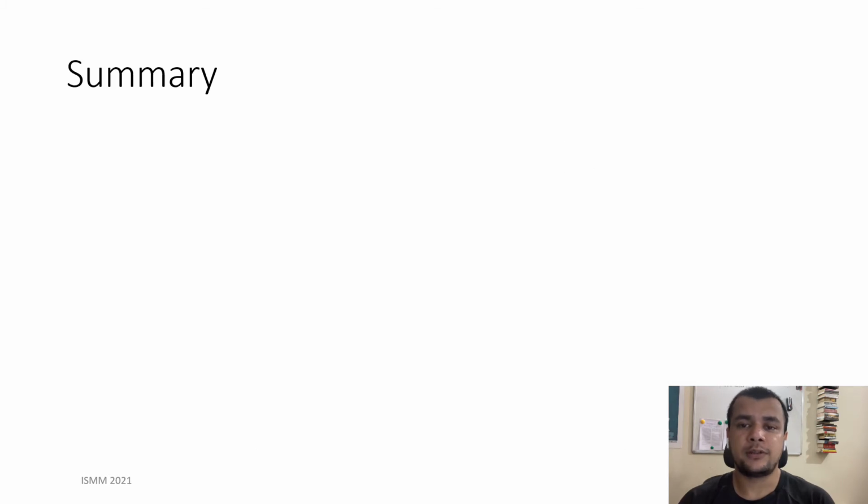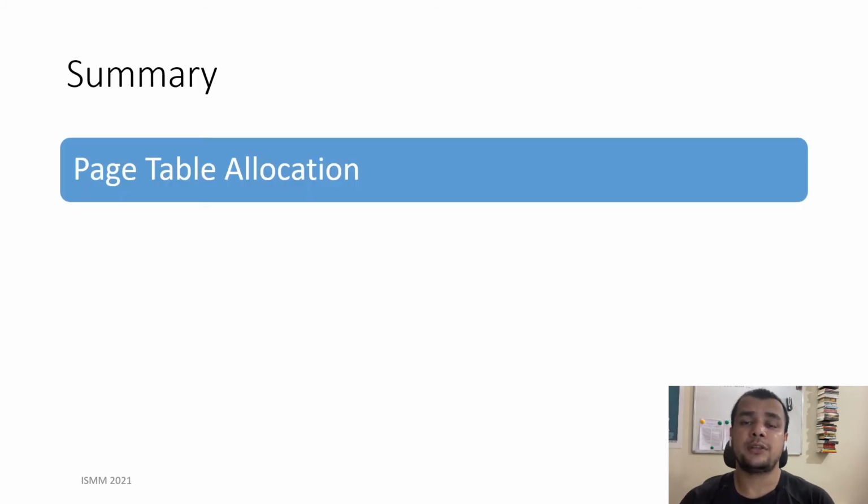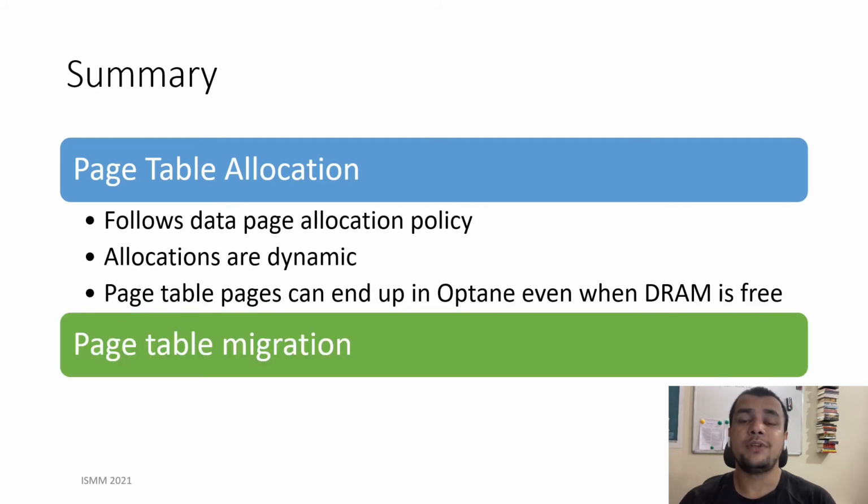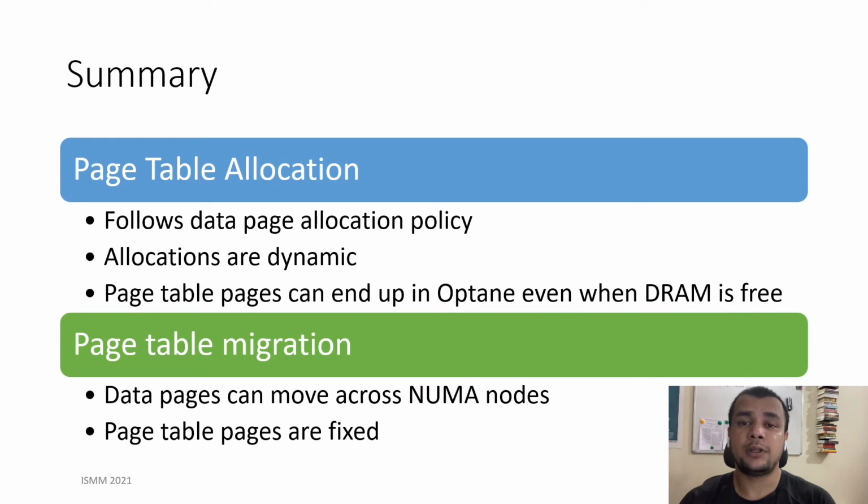To summarize, a page table page can end up in Optane even if there is free space on DRAM, because a page table allocation follows the data page allocation policies. Furthermore, once it is allocated in Optane, it cannot be migrated to DRAM, even if there is space in DRAM. In this paper, we deal with both of these issues.